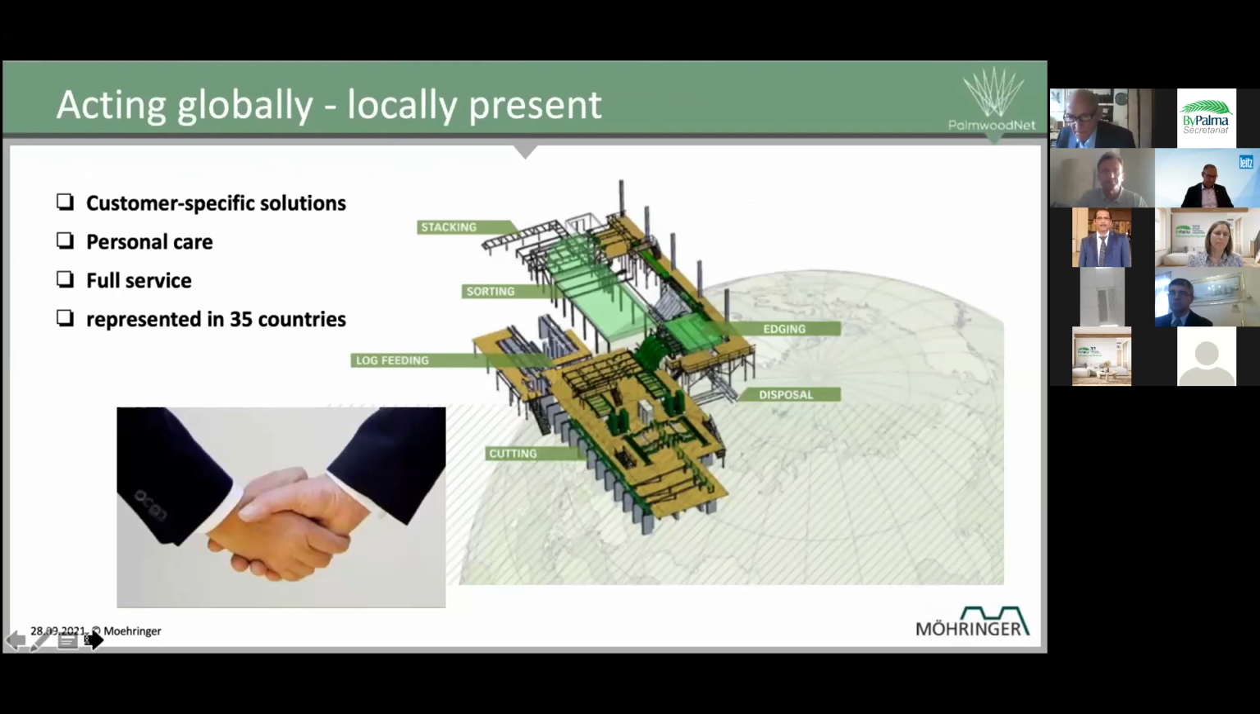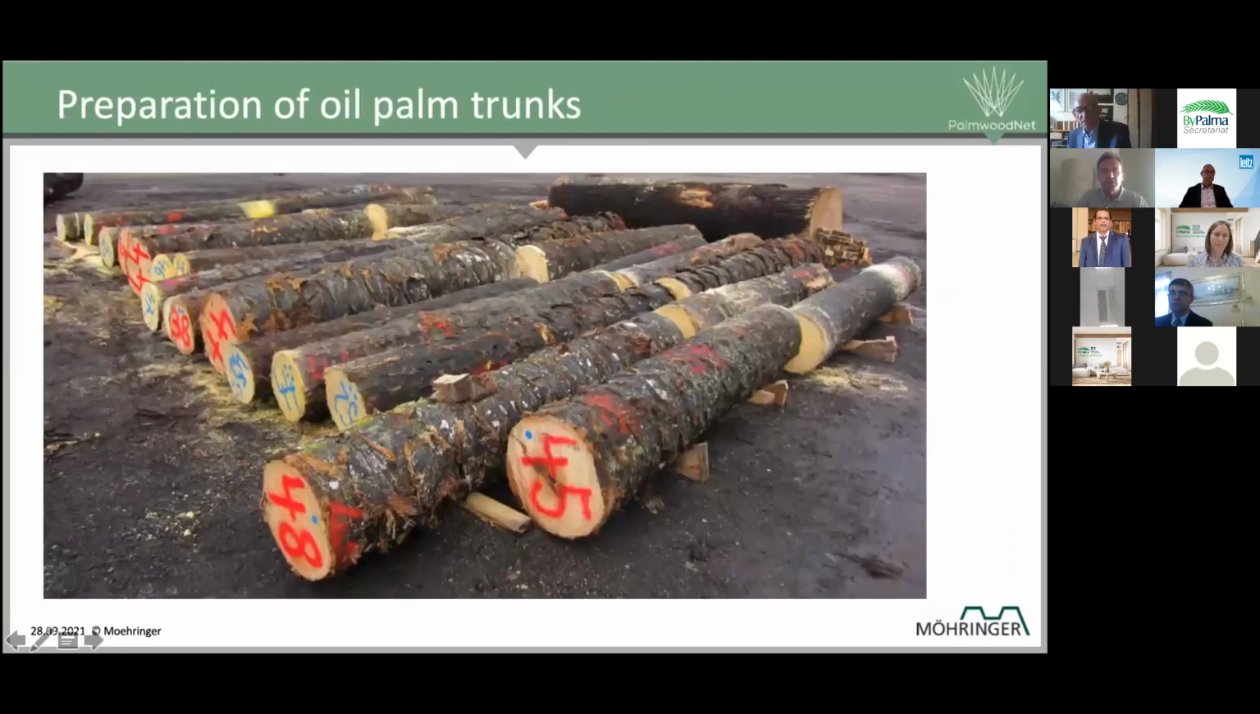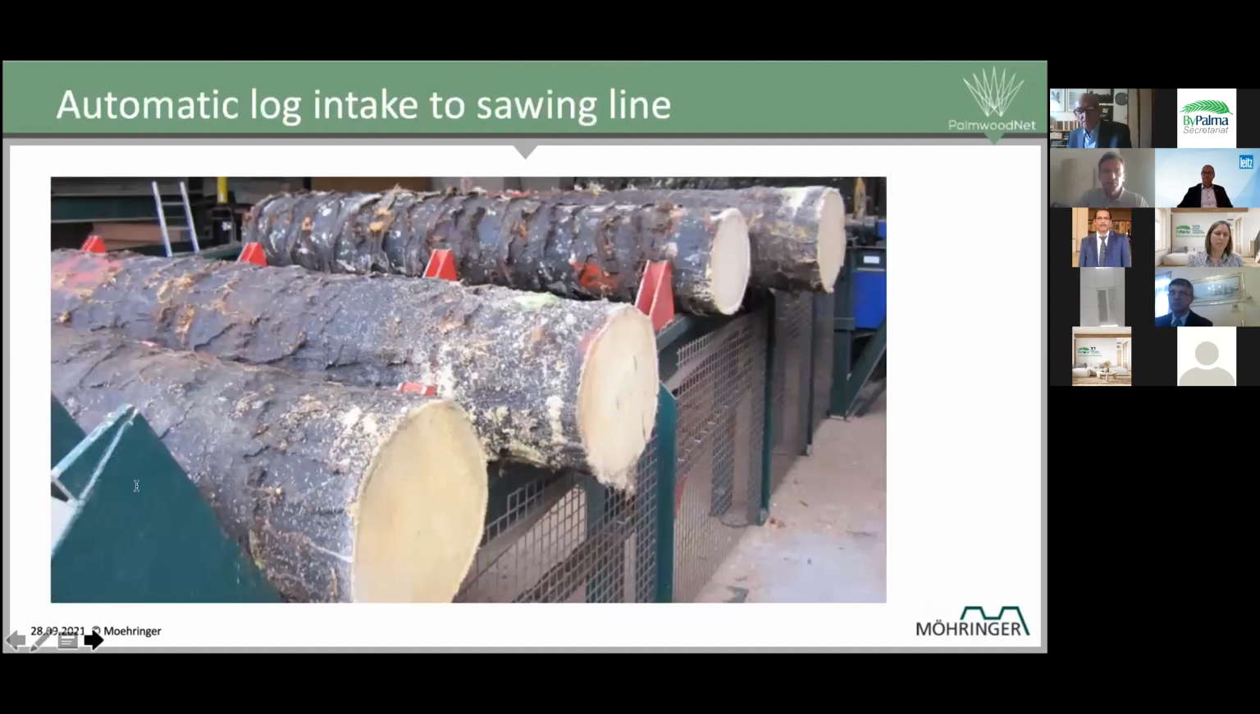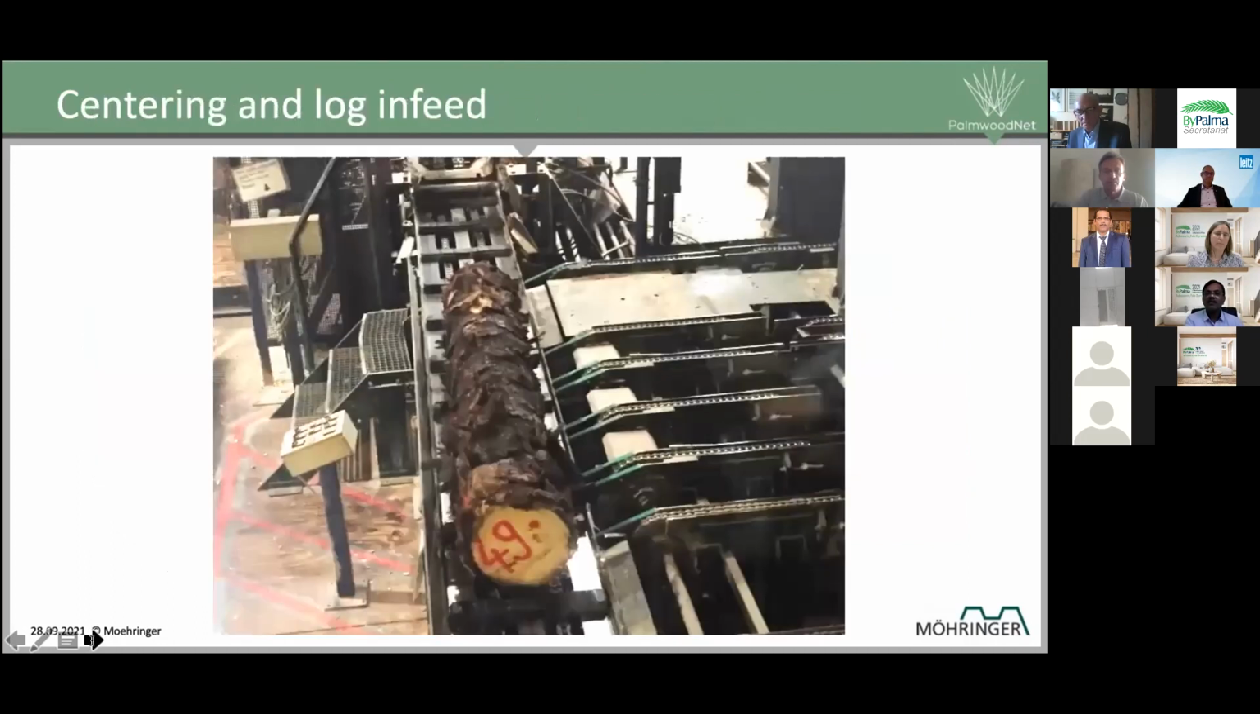We did really simulate the full value chain. So we imported several times logs from Malaysia to Germany to do all the testing and sawing in different units. We did classify and pre-sort the oil palm trunks. And then you see the feeding into a sawing line together with special optimization patterns for this material. We did the sawing tests of oil palm trunk.